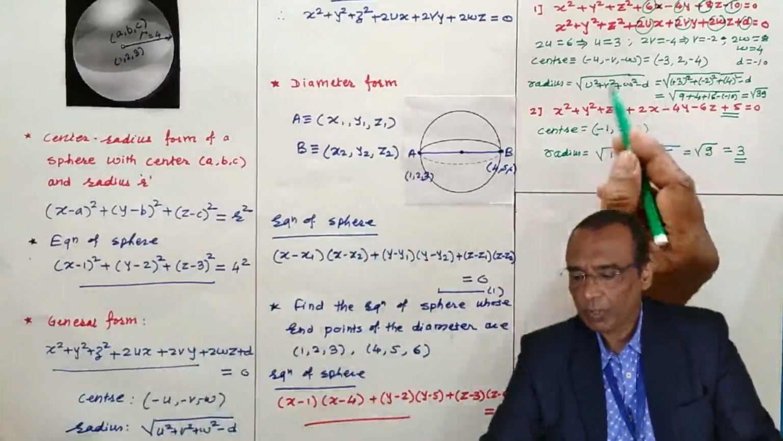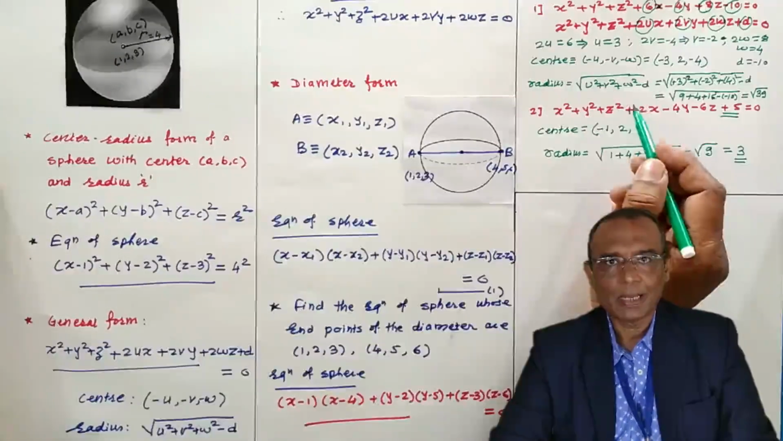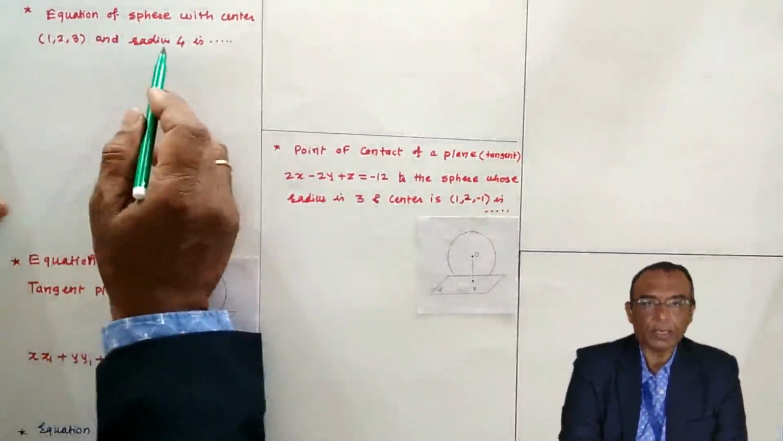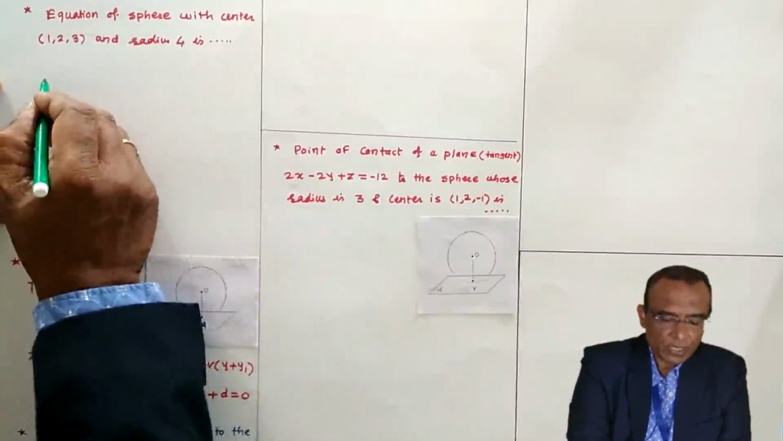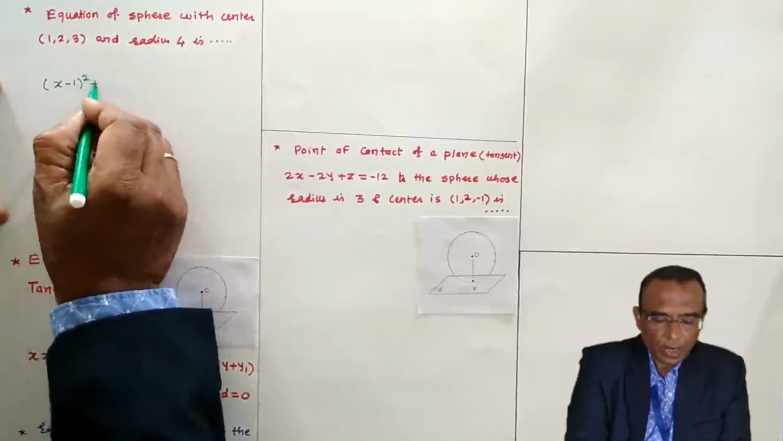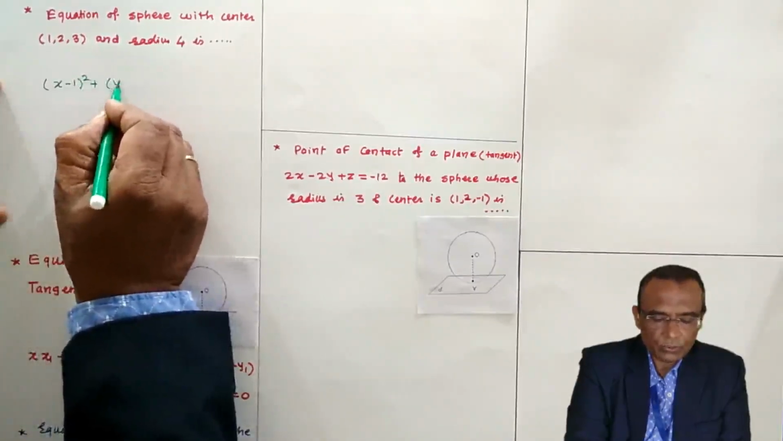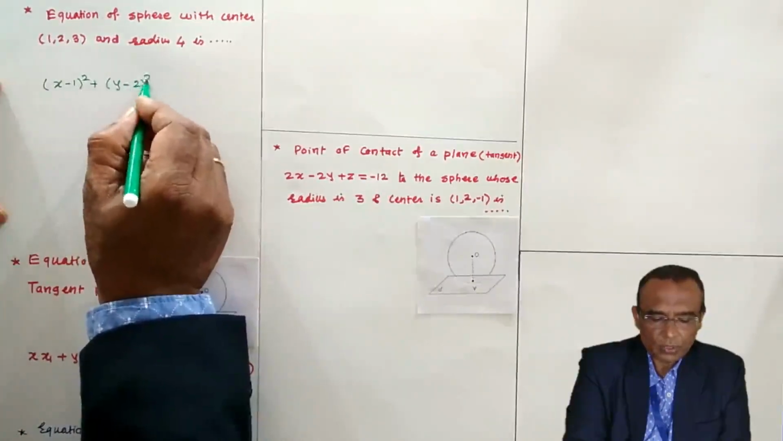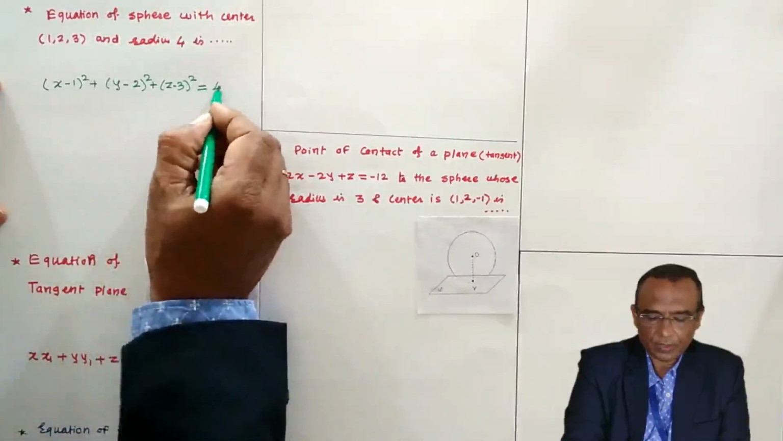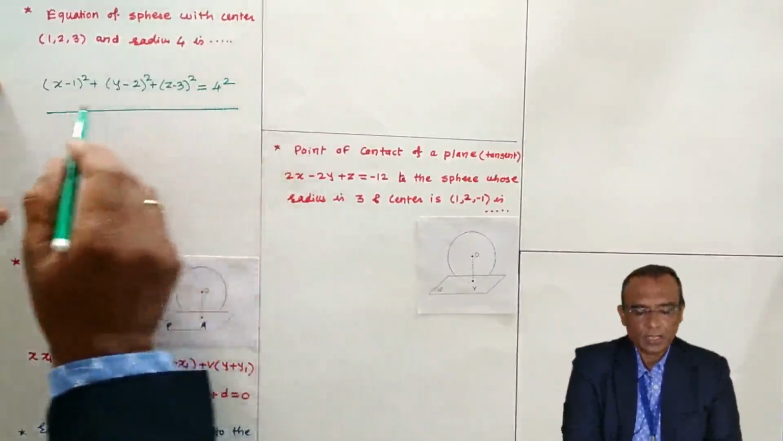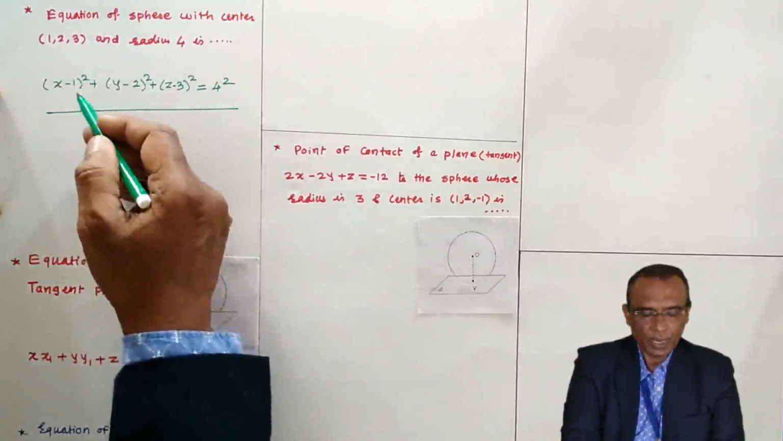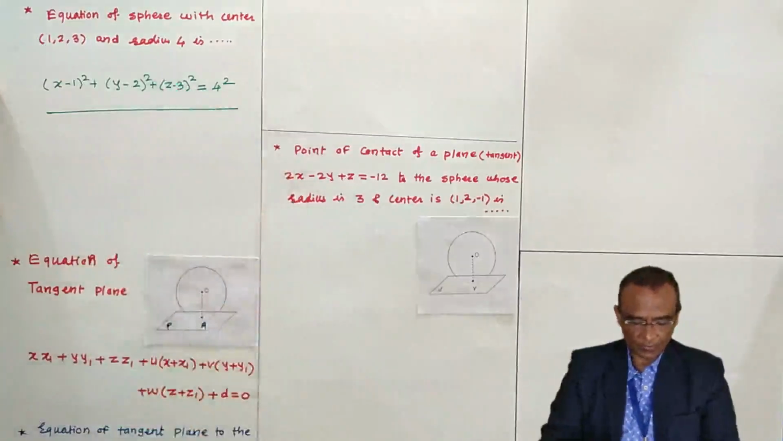Now, this type of problem may be asked as an MCQ. The next problem: the equation of the sphere with the given center and radius. How do you write it? The center is given to you, and the radius is also given to you. We will use the center radius form. Okay, this we have done previously. This is the equation of the sphere. You may expand it, take the square of these brackets, and solve it further.